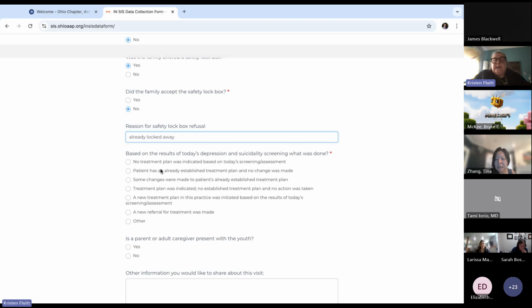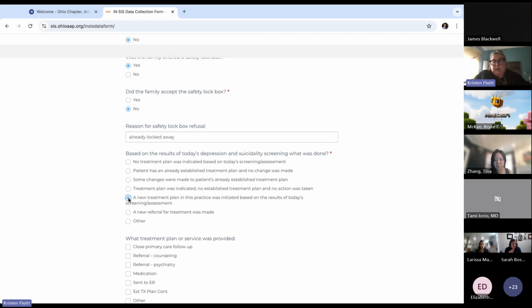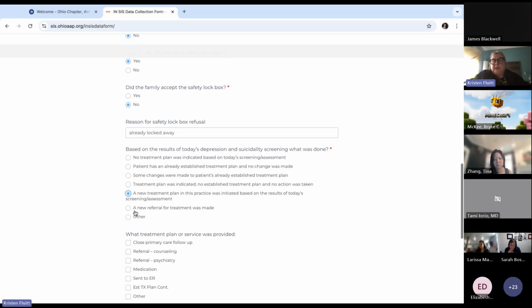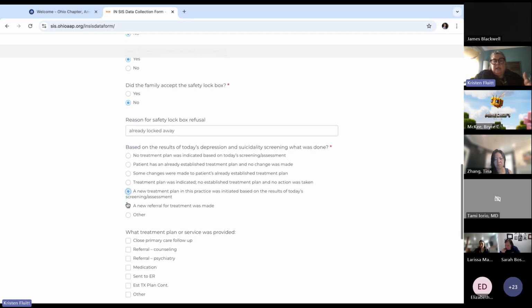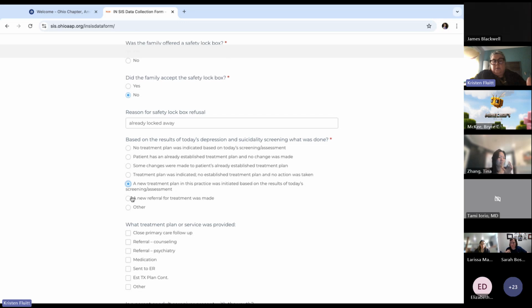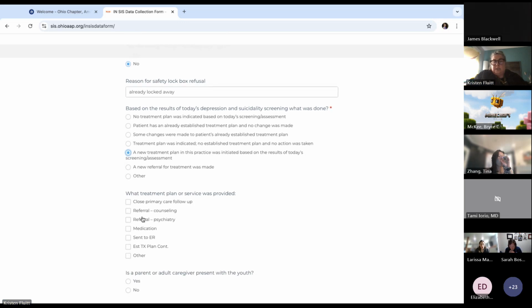So I was saying, based on the results of this screening, our plan was to bring her back into the office so that there could be additional follow-up. So what we're going to say is that a new treatment plan in the practice was initiated based on those results. Now, if she already had a treatment plan and there was some type of modification, there are options to select that, or if a referral was made. You can see that if you select a new treatment plan was initiated, it's going to ask you.